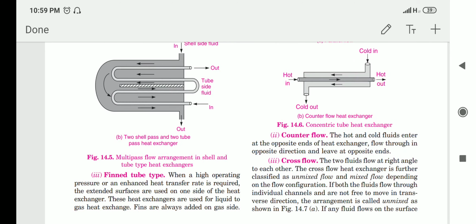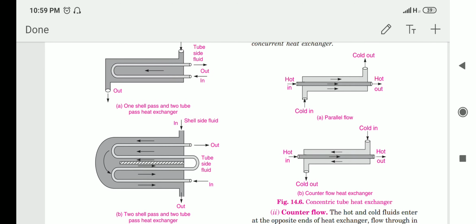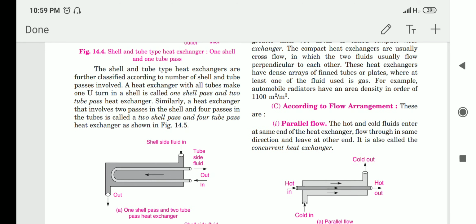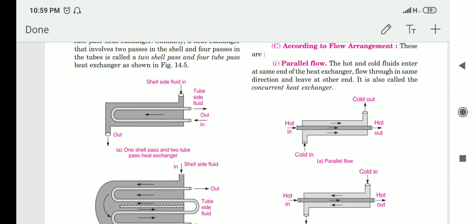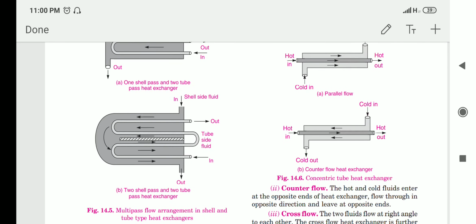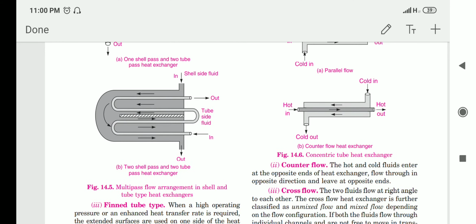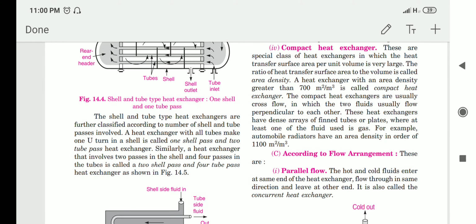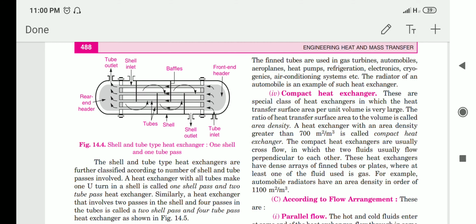Now the next type is finned tube heat exchanger. Finned type tube heat exchangers are used in refrigerators and all, where more effective heat exchange at a faster rate is required. That is, there is an additional employment of fins on one side to increase the heat transfer.